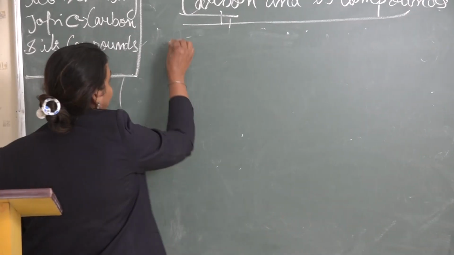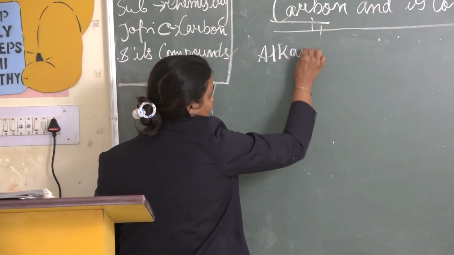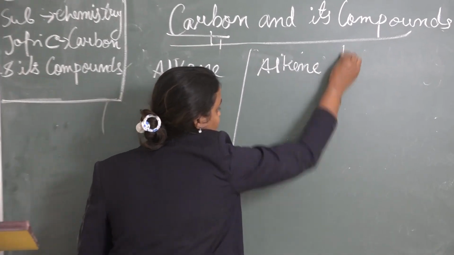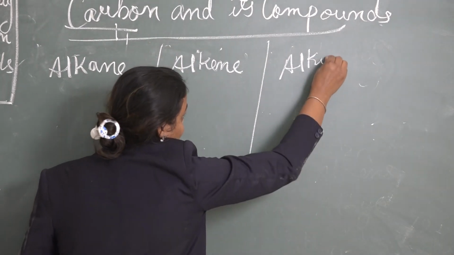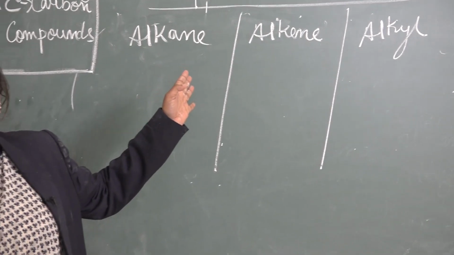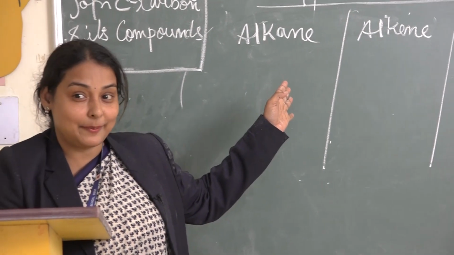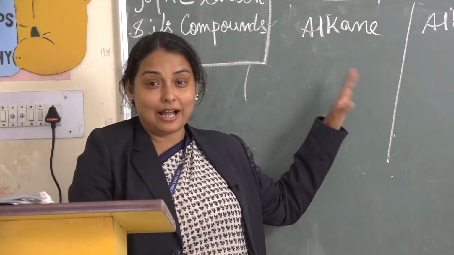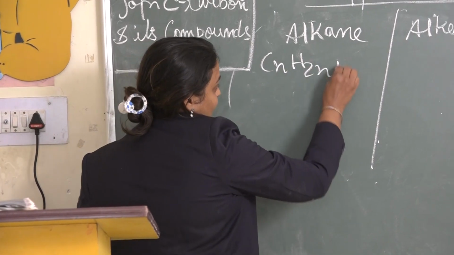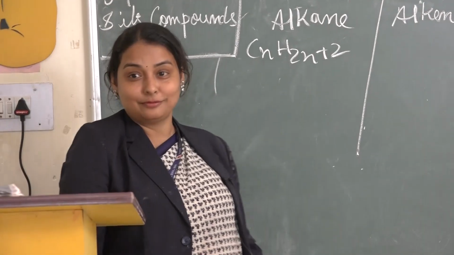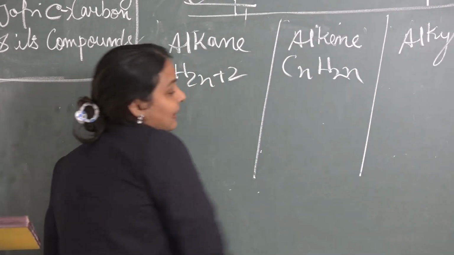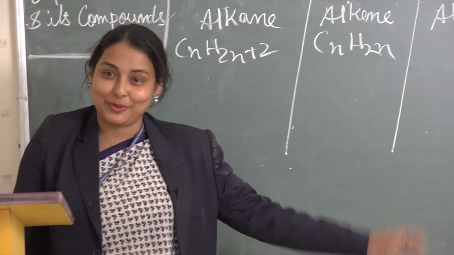Generally, now I am distributing alkane, alkene and alkyne. Now student, what did I say about alkane? What is the general formula of alkane? Anyone can speak? What is the general formula of alkane? Just now I said it, very good. And alkene, any one of you? And alkyne, I hope you all know it: CnH2n-2.